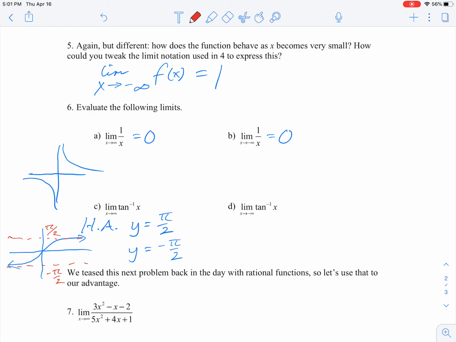Now, what that implies then is that the limit as x approaches infinity is equal to pi over 2. And this is a case where, as x approaches negative infinity, we have a different value, and it's negative pi over 2.